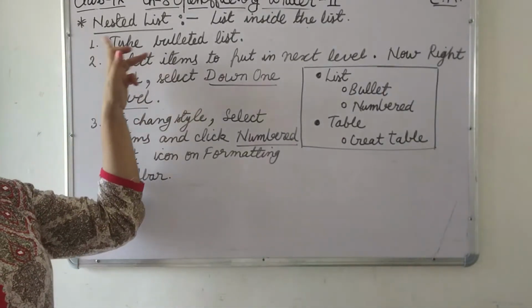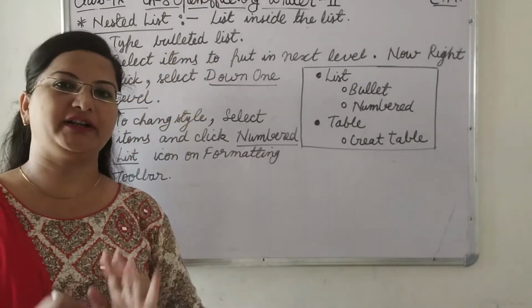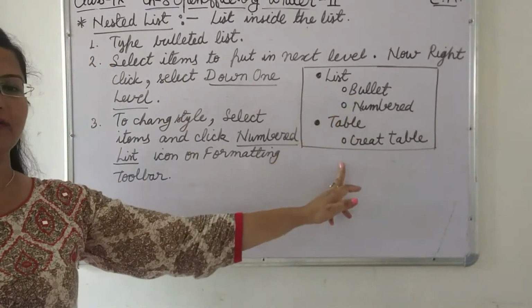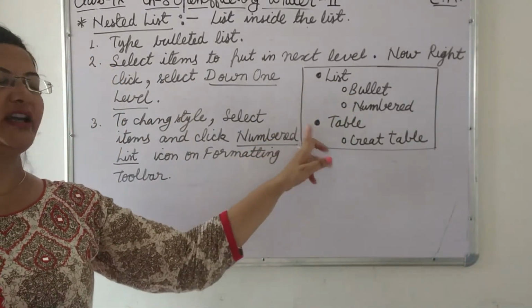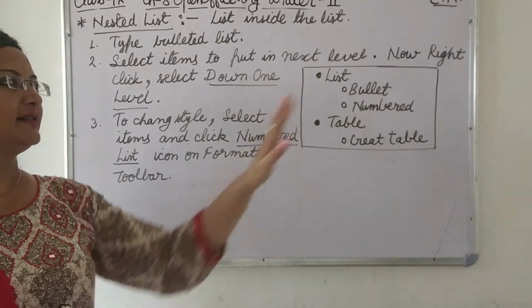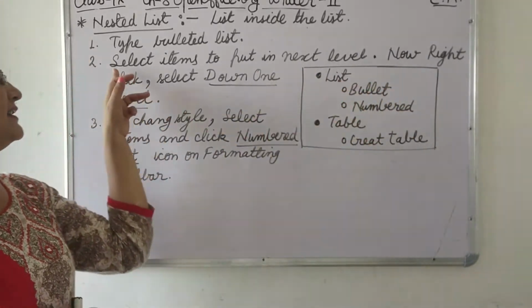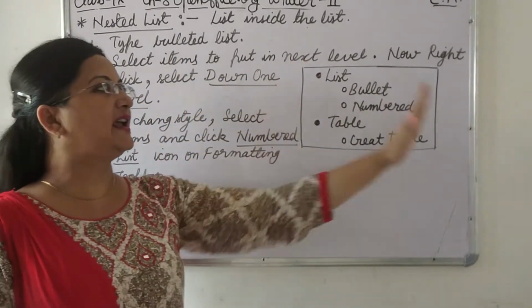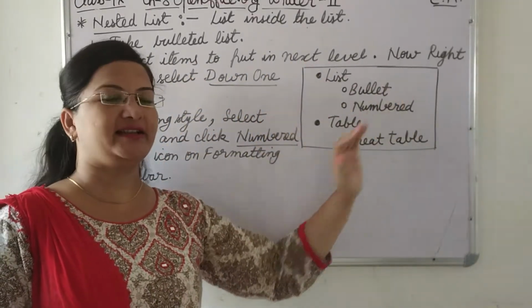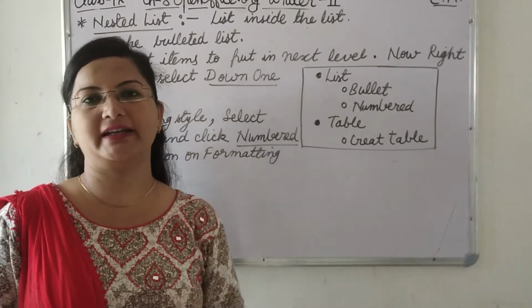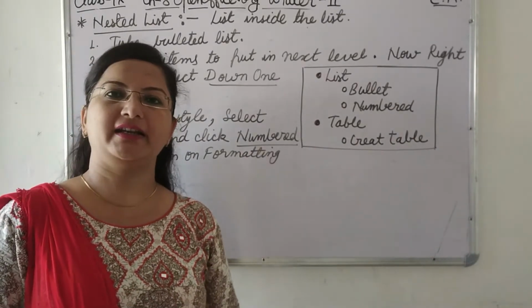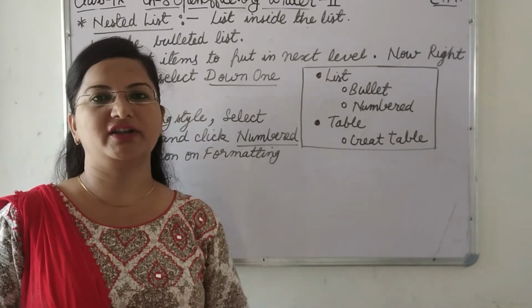So students, for that what you have to do, type the bulleted list first of all for this example. See, there are bullets first. Okay, so type the bulleted list and then after that select the desired items. Select the items to put in the next level. For the next level you have to use indentation. To increase or decrease the indent, you can click on the respective icon.